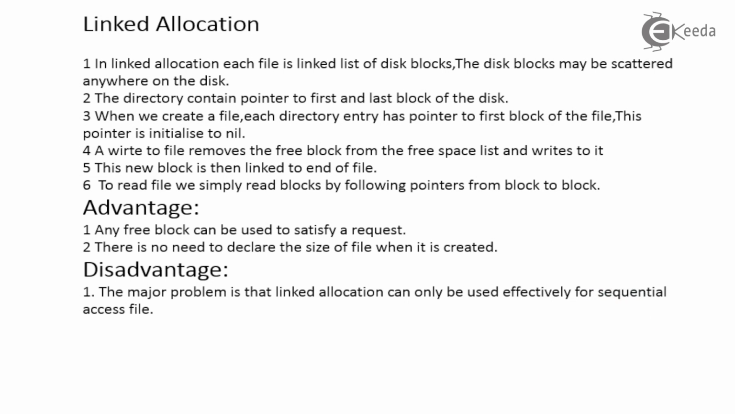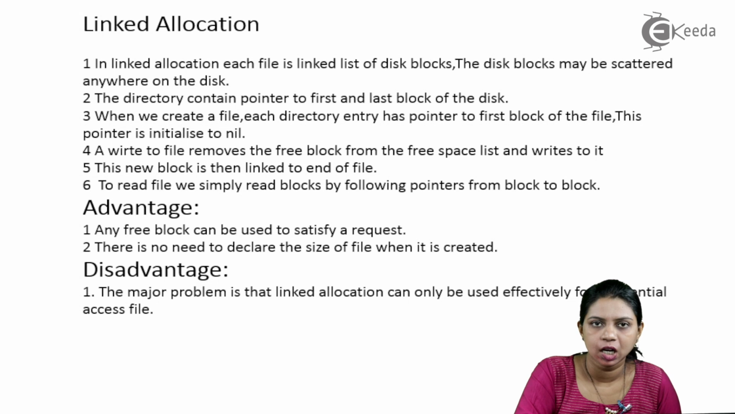To read block number 12, I started with block number 9, then I jump on to block number 7, and then I jump on to block number 12. So the major problem is that link allocation can be used effectively for what? Sequential method. So this was about the link allocation.